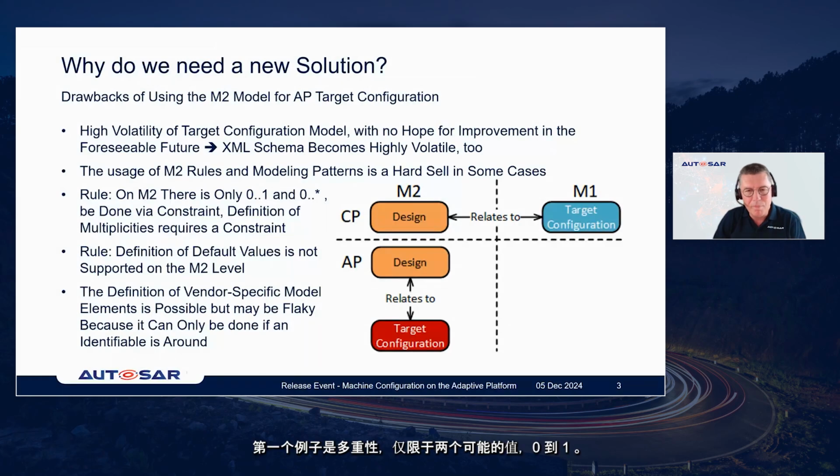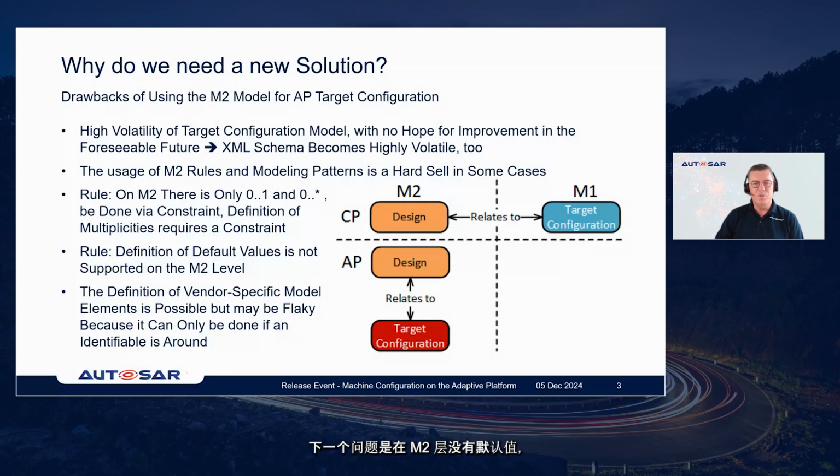The first example is the multiplicity, which is limited to two possible values, 0 to 1 and 0 to star on the M2 model. And the background, again, is the generation of the AUTOSAR XML schema. But people want to use all kinds of different multiplicities. They want to say, okay, this specific piece of configuration needs a multiplicity of 1 to 5. And this is not possible on M2, but it would be possible on M1.